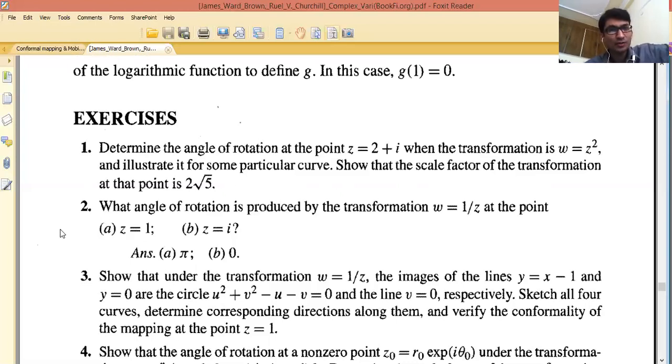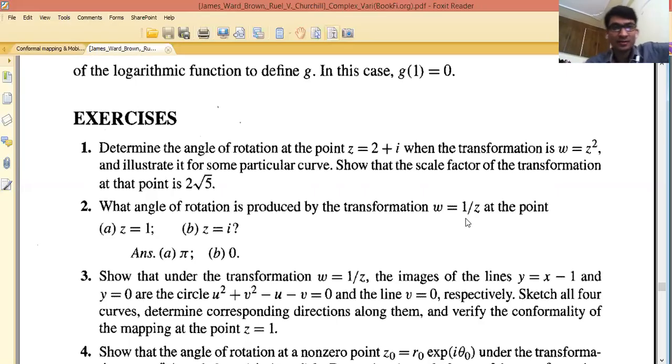Question number 2: what angle of rotation is produced by the transformation w equals 1 upon z at the point z equals 1? We get w equals 1, which means u equals 1 and v is 0, so tan inverse of 0 upon 1. Angle of rotation: 1 we can write as e to the power i pi. Therefore the rotation is pi.